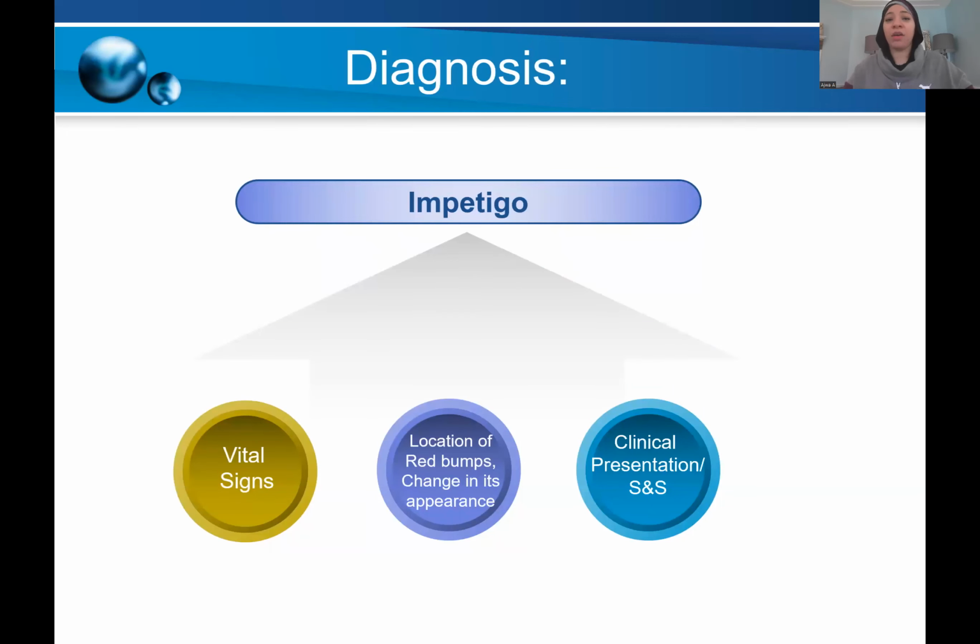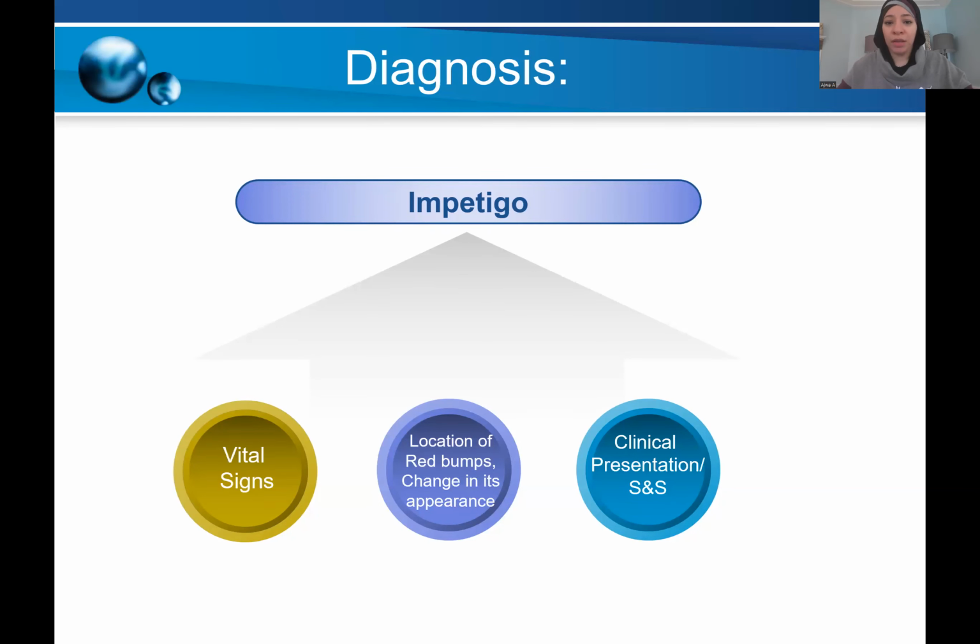So he is diagnosed with impetigo based on his vital signs, in which he was hypotensive, he was tachycardic, and with a fever. Also, he is diagnosed with impetigo based on the presentation of the bumps and their location and their change in appearance, and also his clinical presentations and signs and symptoms.